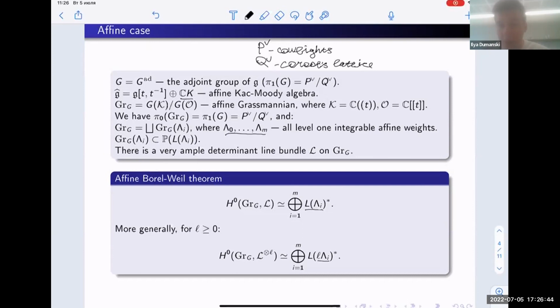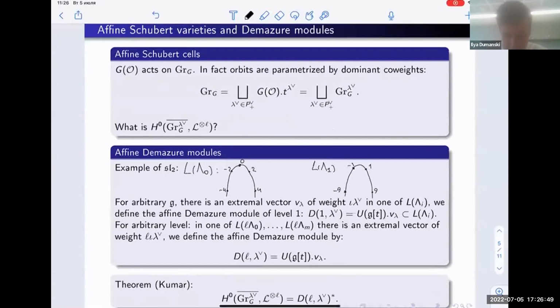We can ask about the Schubert cells in this affine situation, and they are indeed defined. Namely, we of course can again consider the left action of G(O) on the affine Grassmannian. And it turns out that the orbits are parameterized by the dominant coweights. Let me explain what t^λ-check means here. λ-check is a coweight, so it can be considered as a cocharacter of the torus.